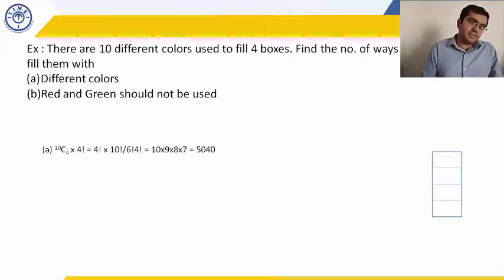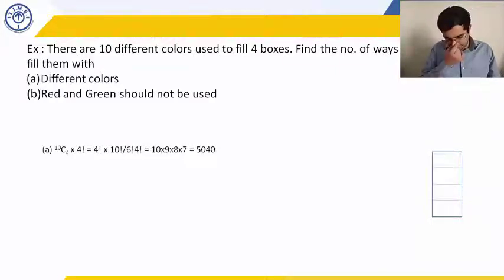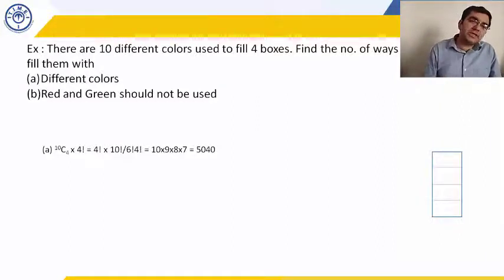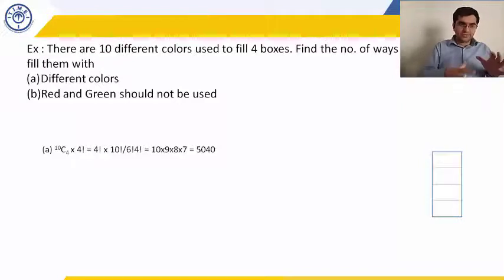So let's look at the B part. Now red and green should not be used. Then find the number of ways to fill the boxes. What will you do? Red and green should not be used. So how many colors are available? 8. How many colors do you need? 4. 8C4. Now you have got your 4 colors. Now you have to put them into the boxes. You have 4 colors. You have to put them into the boxes.